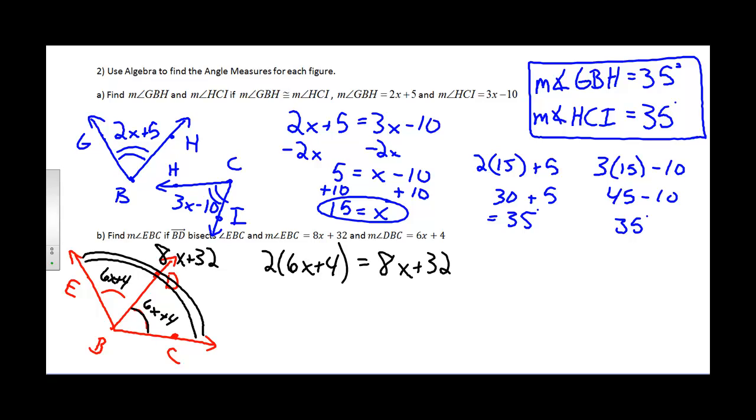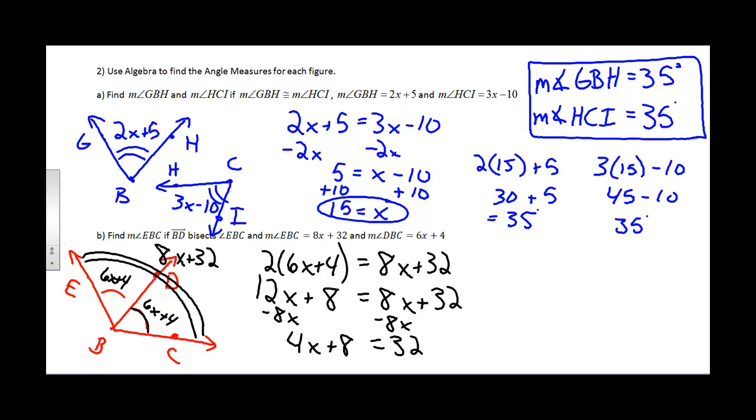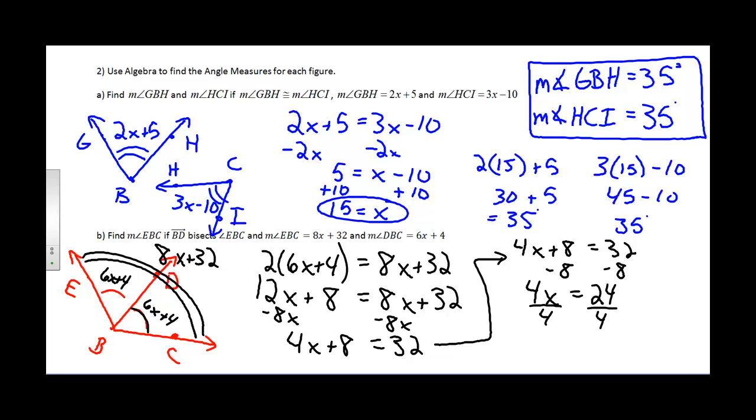At this point, it's just another algebra equation. We're going to distribute. Now that we've distributed, we have 12x plus 8 equals 8x plus 32. I need to combine together my x's. I can do that by subtracting 8x. Once I subtract the 8x from both sides, I'm going to wind up with 4x plus 8 equals 32. Now I can solve for x by subtracting my 8. When I subtract 8, I wind up getting 4x equals 24, and then divide by 4 on both sides. This gets me x is 6.